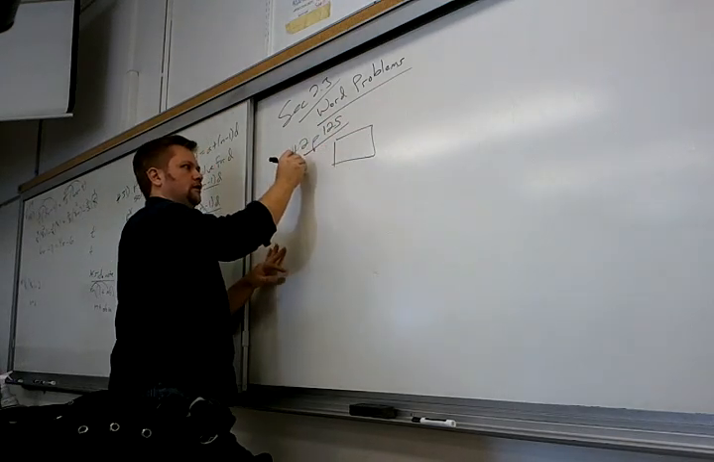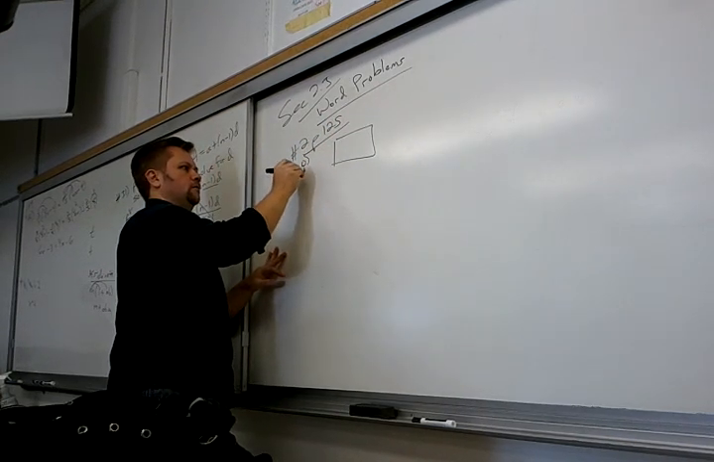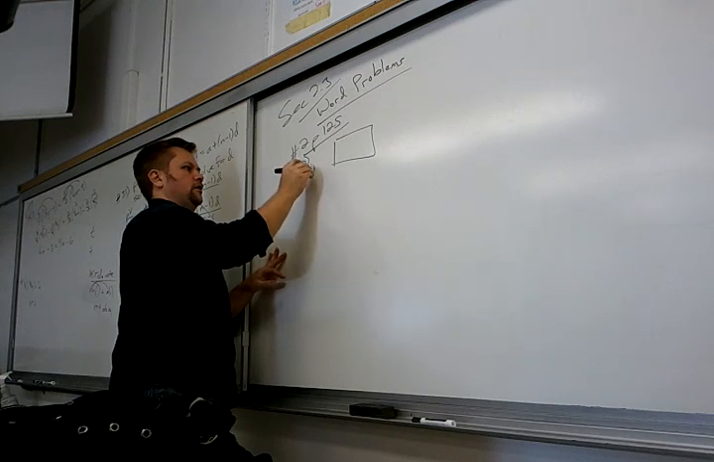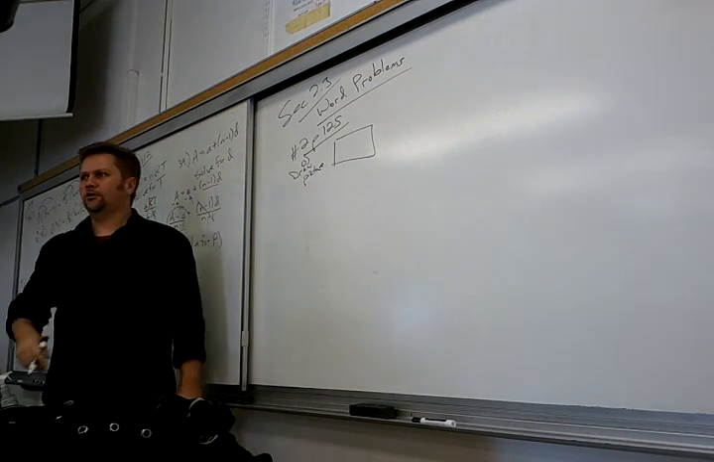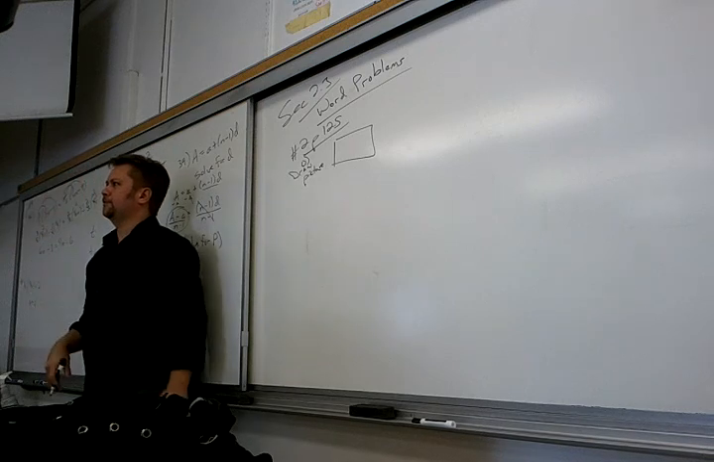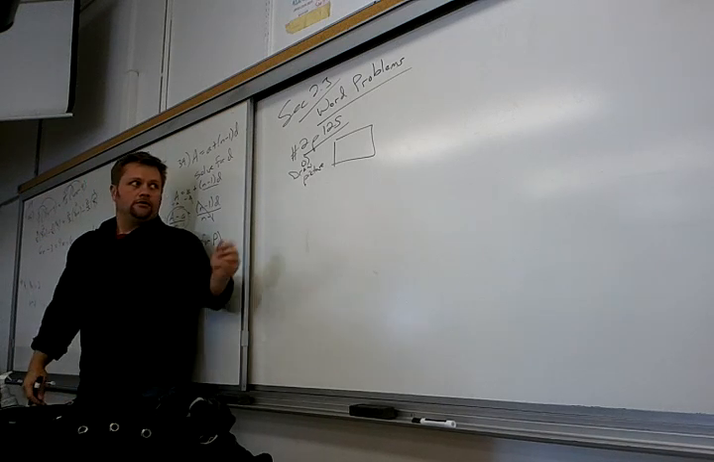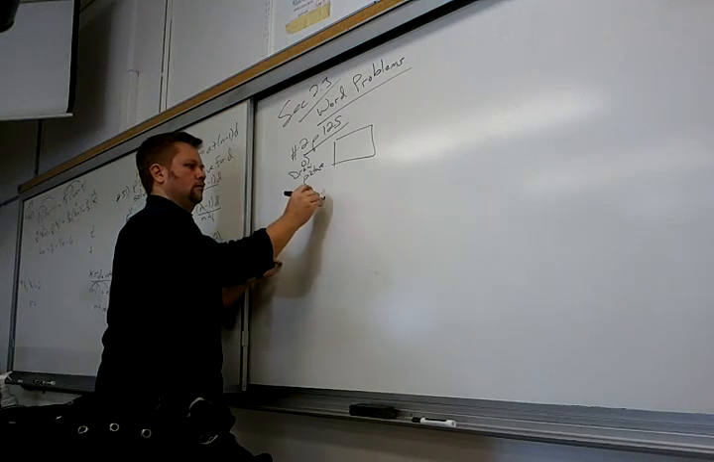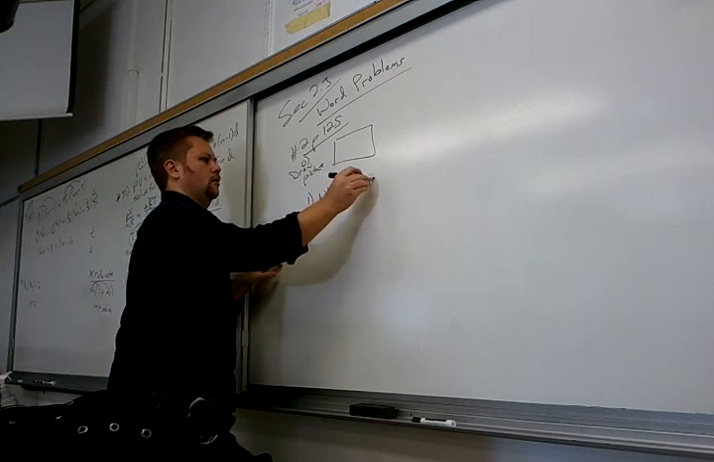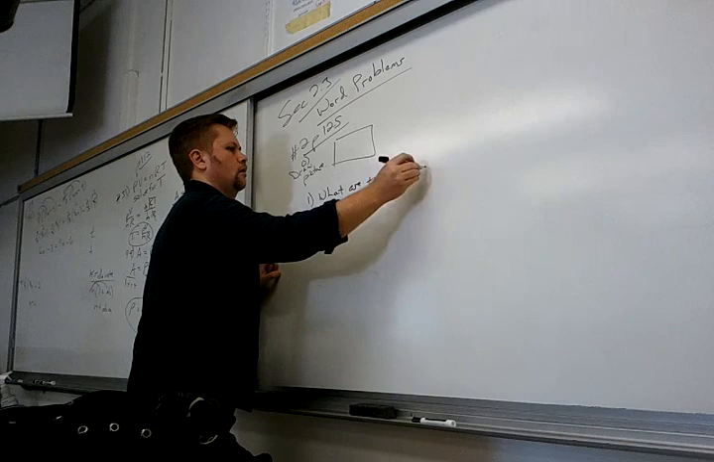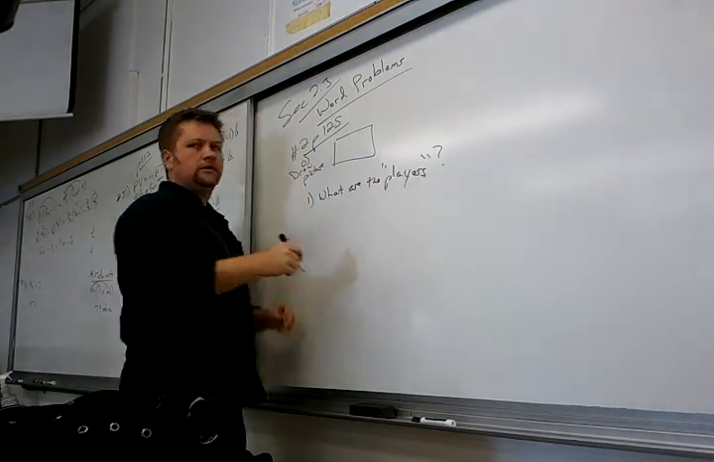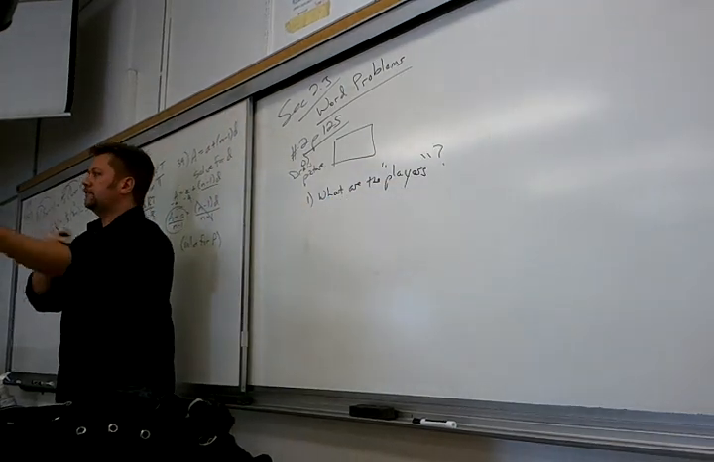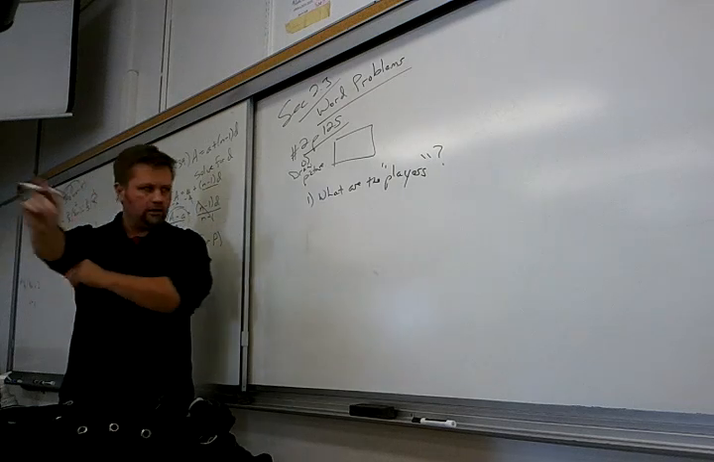So step 0, I'm going to call it, is draw the picture. I call it step 0 because sometimes you can't do it. The shirt is on sale. You don't want to draw a little shirt. It's not going to help you. Right? Draw the picture. Got a rectangle. What are my players? You guys see what I mean by players? Like, just the things involved in getting this thing together. The length and the width.